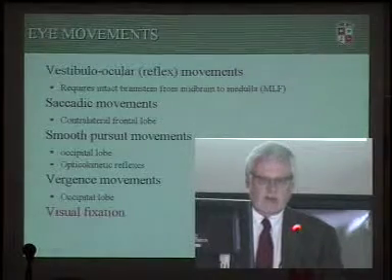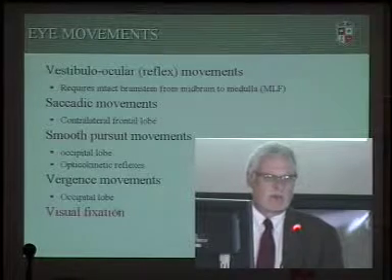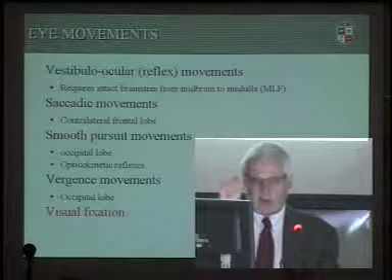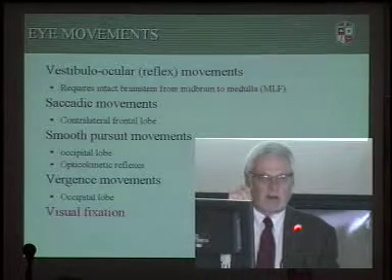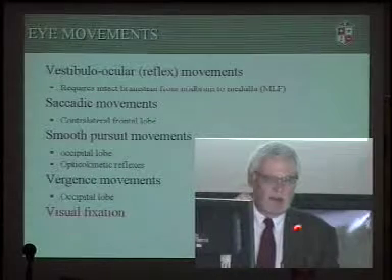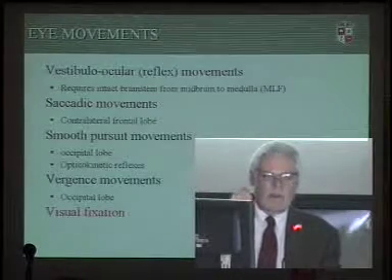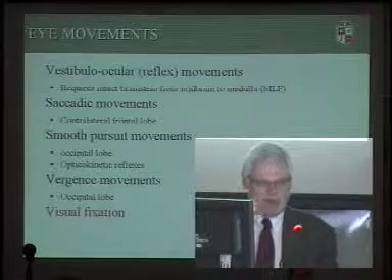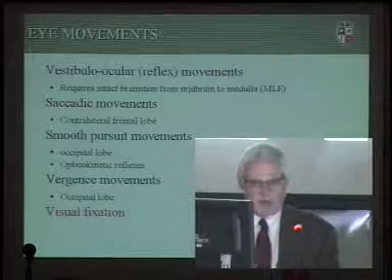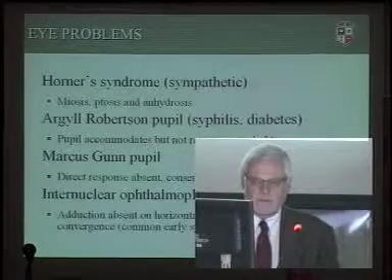Visual fixation is obviously not an eye movement, but it's that neurological mechanism that allows you to look at something and keep your eyes fixed on it. This is important because this part of the brain, in the occipital lobe, can be damaged, and you can't look at something and keep your eyes on it. As soon as you look at something, your eyes will drift off, okay?